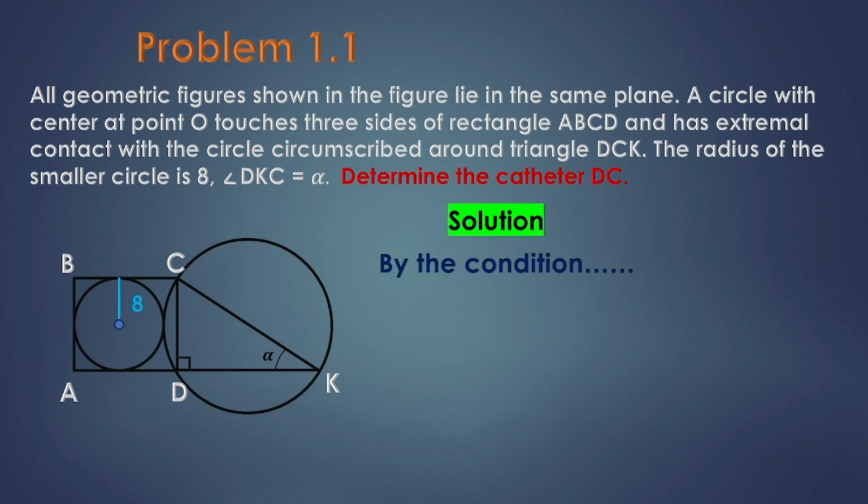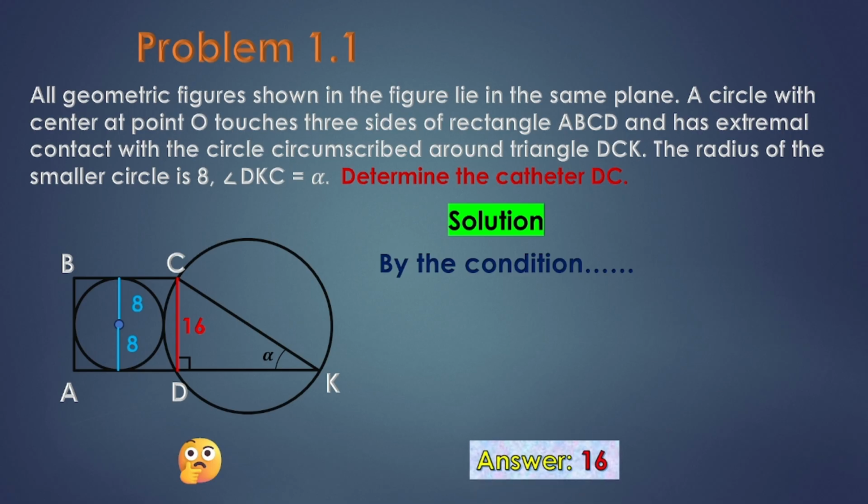According to the condition of the problem, the radius of the inscribed circle is 8. I mark these 2 radii, and we see that through these 2 radii we can draw a diameter. So the side that lies opposite this diameter will be 16. Here I have highlighted this side in red. Therefore, this will be the length of our leg which we were asked about. The answer is 16.